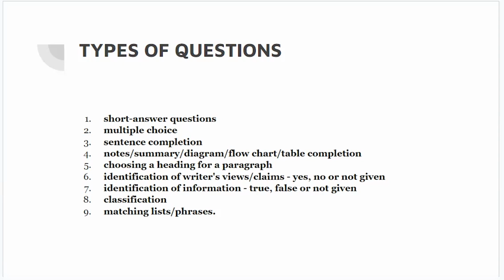Then, identification of writer's views or claims. Something like yes, no, or not given. So we should identify the writer's views or what he or she claims. It is of two types. It may be true, false, or not given, or yes, no, or not given. So you should be careful in dealing with these. If instead of true you write yes, then you may get a wrong answer because the computer may not recognize this answer. So while you write, you should be careful.